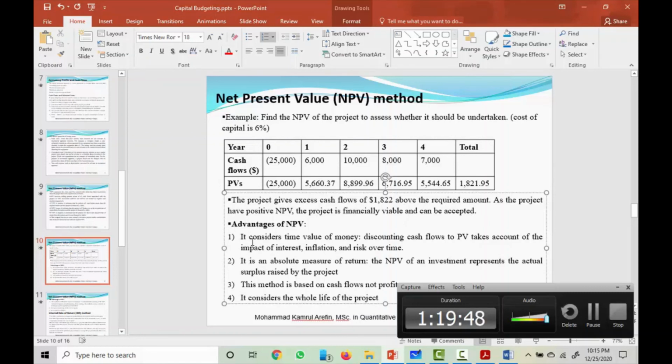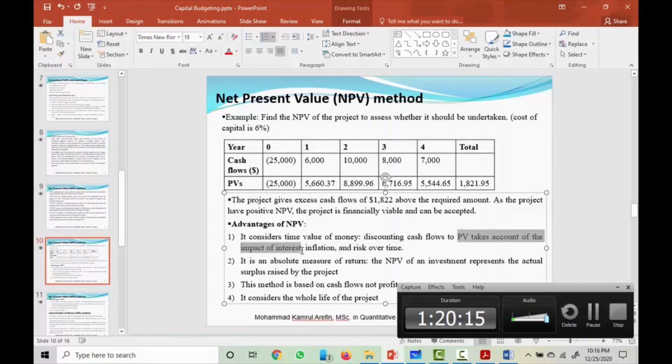So you are not treating all cash flows equally. You are giving more importance to the earlier cash flows than the distant cash flows. The earlier cash flows get more importance than the distant cash flows. So time value of money is considered here. This is one of the major advantages of the NPV method, the net present value method.